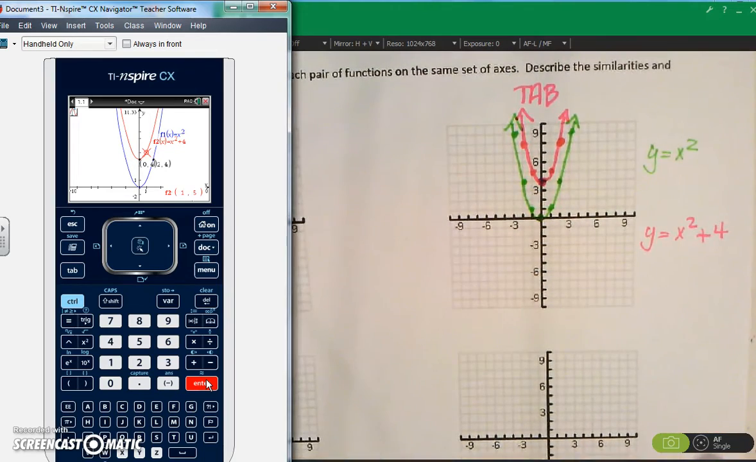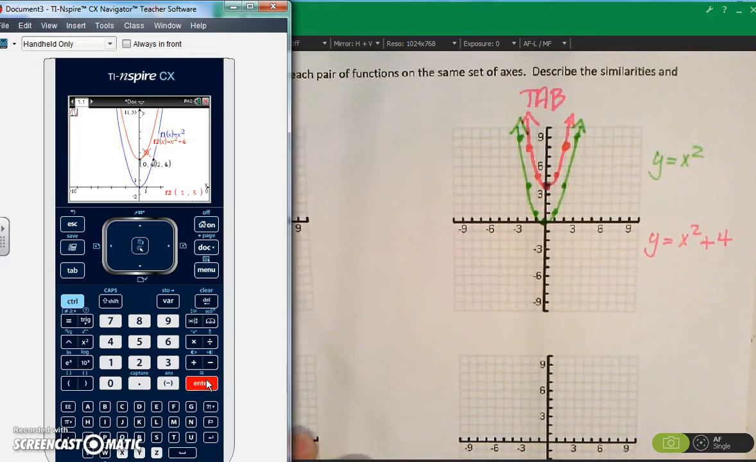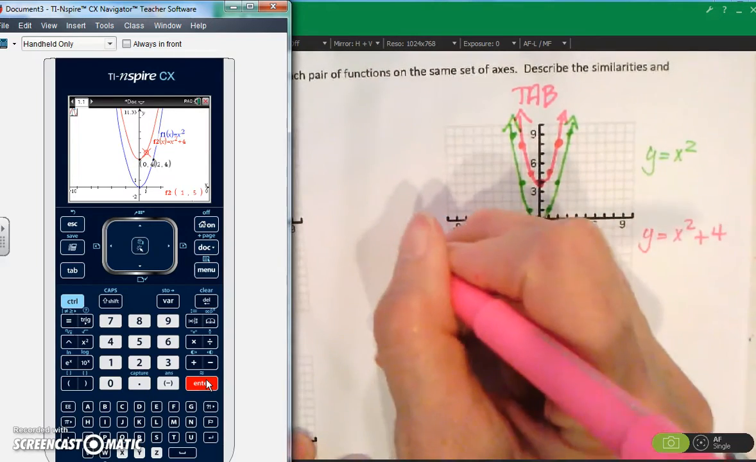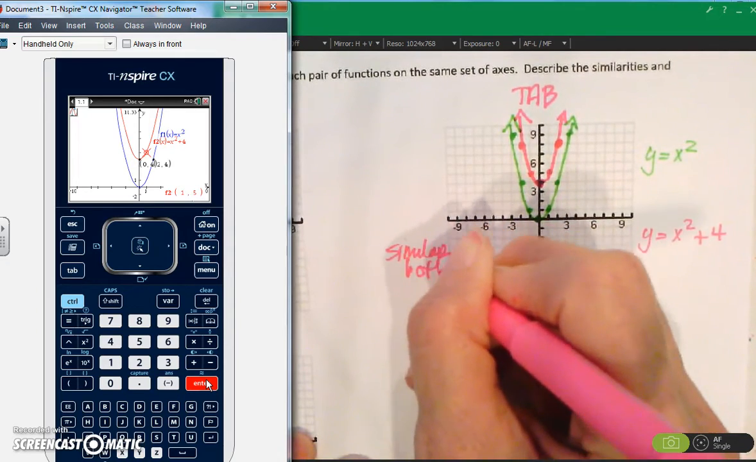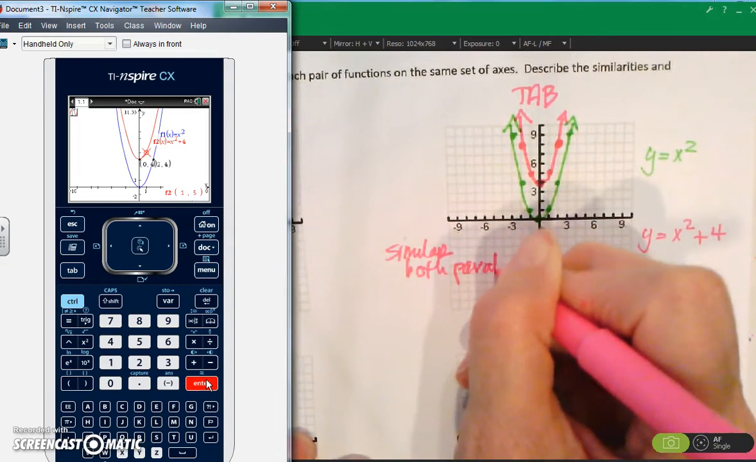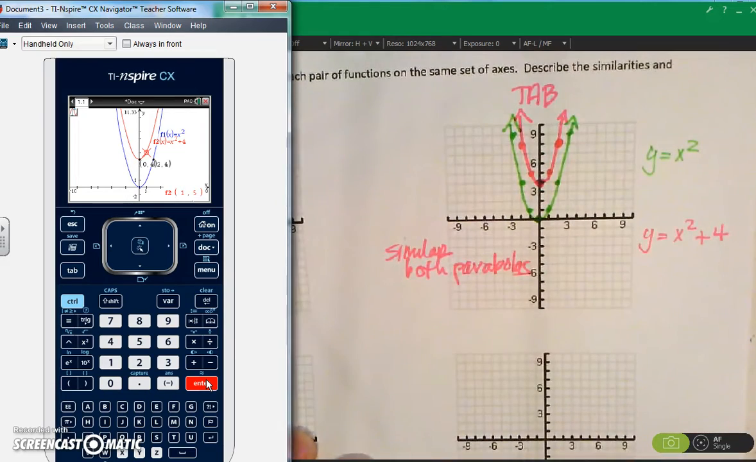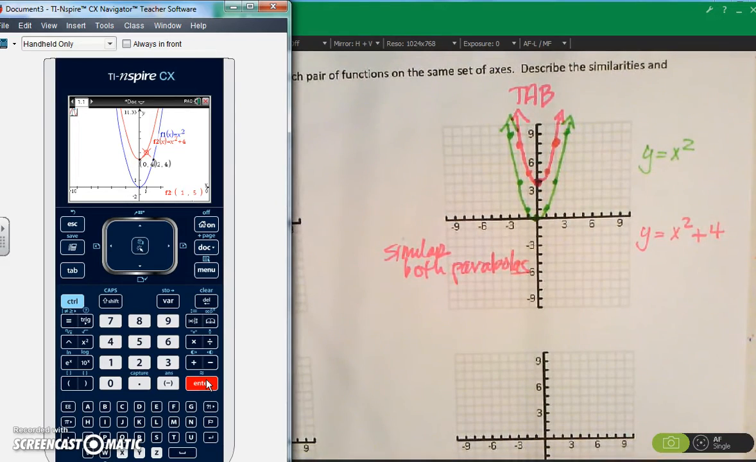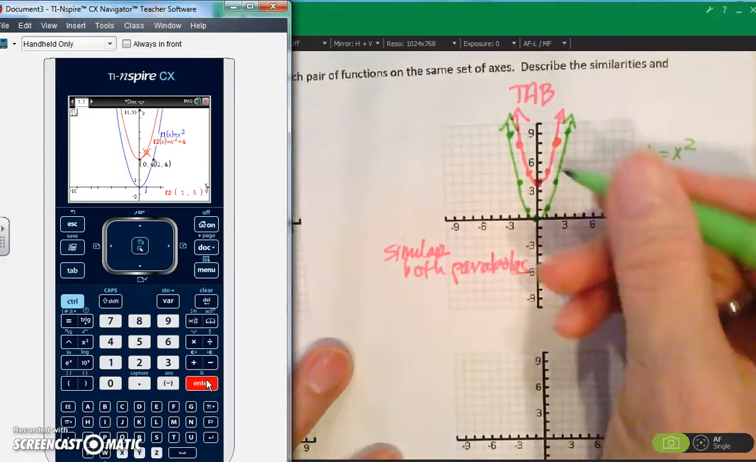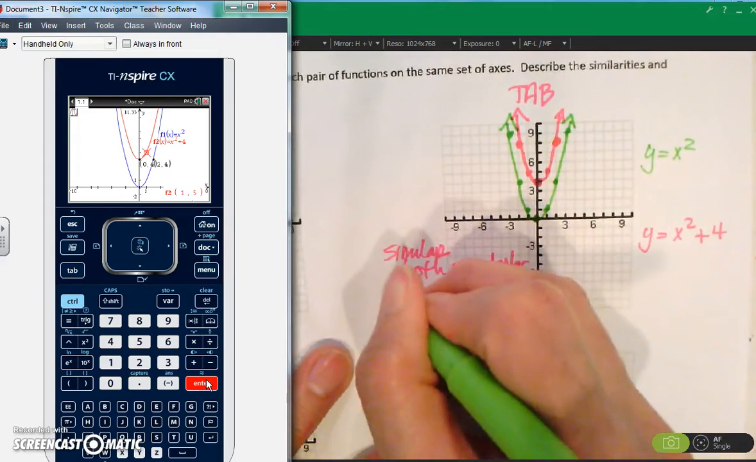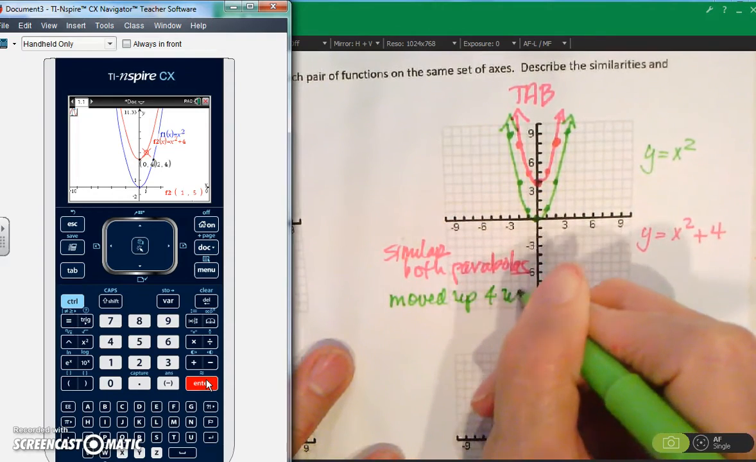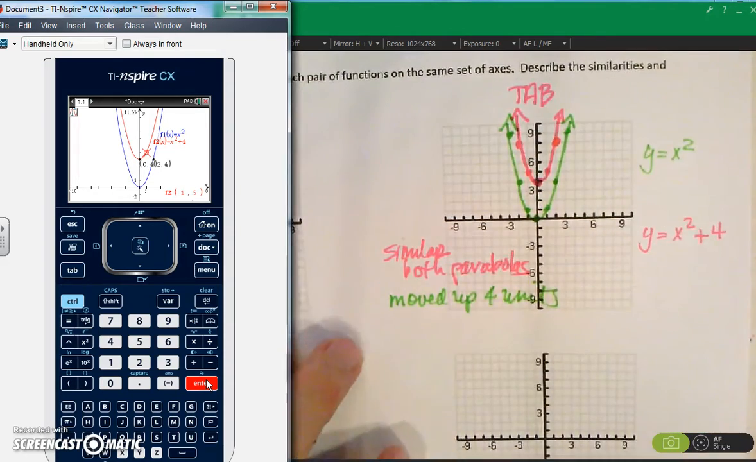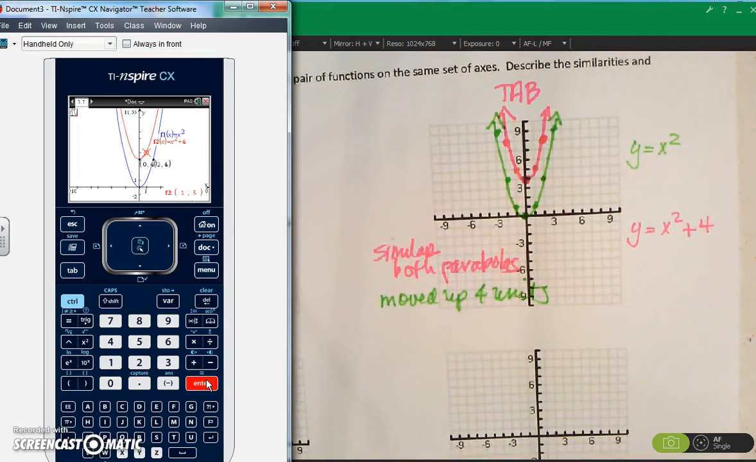We're also asked to describe what's similar about them. Well, the similarities on this: they are both parabolas. And how are they different? The second one we graphed was moved up 4 units. So they look the same, except the second one had moved up 4 units.